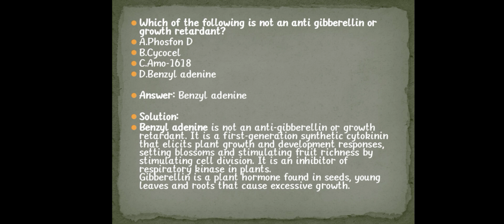It is a first generation synthetic cytokinin that elicits plant growth and development, setting blossoms and stimulating fruit richness by stimulating cell division. It is an inhibitor of respiratory kinase in a plant. Gibberellin is a plant hormone found in seeds, young leaves and roots that causes excessive growth. So the answer is benzyl adenine.